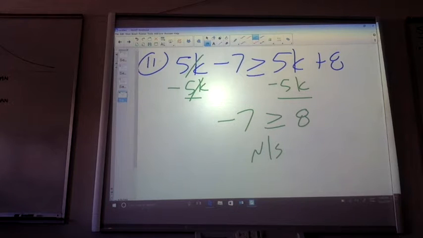Go ahead. So is it better to do the numbers without the variables or the variables? Subtract the variables. Oh, I could have added 7 to both sides, and I would have come up with 0 is greater than 15. So it's still not true, right? Yeah. Number 17.